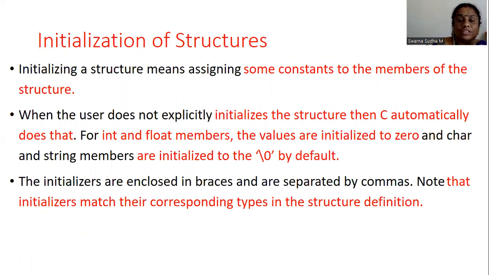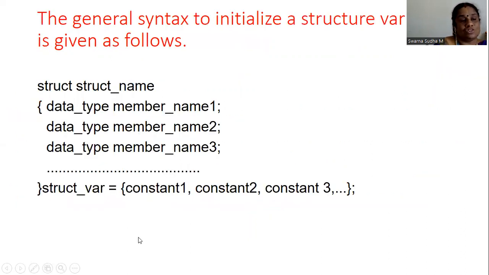Before going to the main thing, we'll see how to initialize the structure. Int a is a declaration. Int a is equal to 10 is an initialization. Similarly, we can also initialize a structure. If the user is not initializing, C automatically does it. For example, for int and float members, it will initialize to 0. For strings, it will initialize to the null character. How will we be able to initialize it?